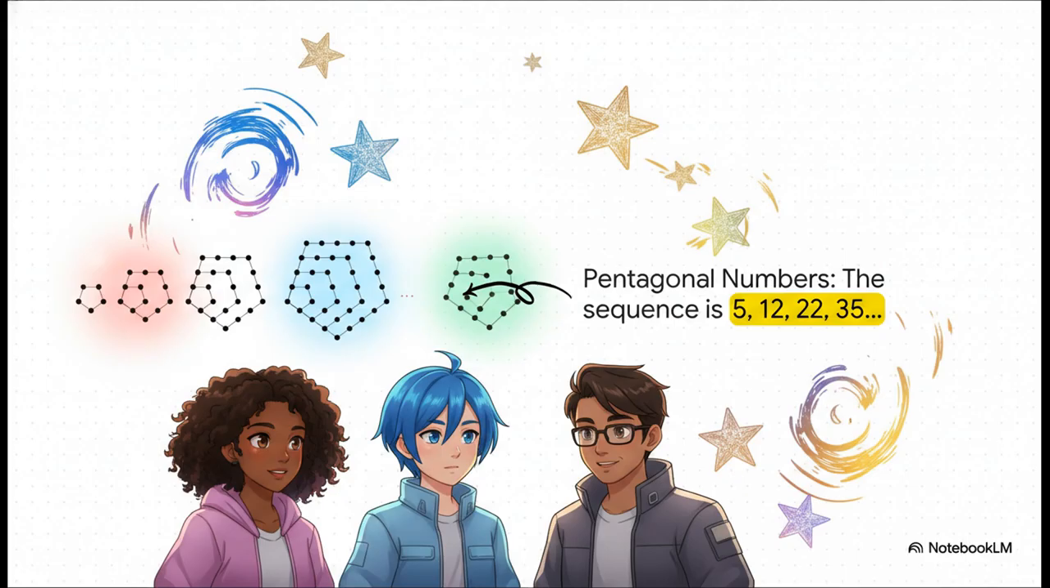Okay, let's get a little more interesting. Check out the pentagonal numbers. We start with that 5-sided shape of 5 dots, then just expand it outwards. The sequence goes 5, then 12, then 22, then 35. You can really see that add a new layer idea at work here, can't you?